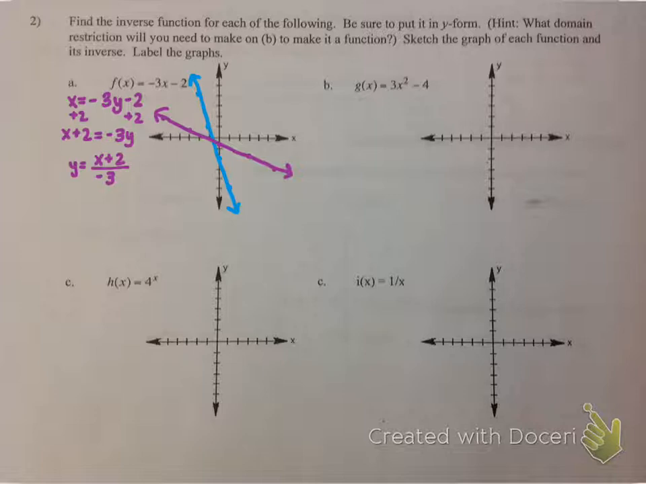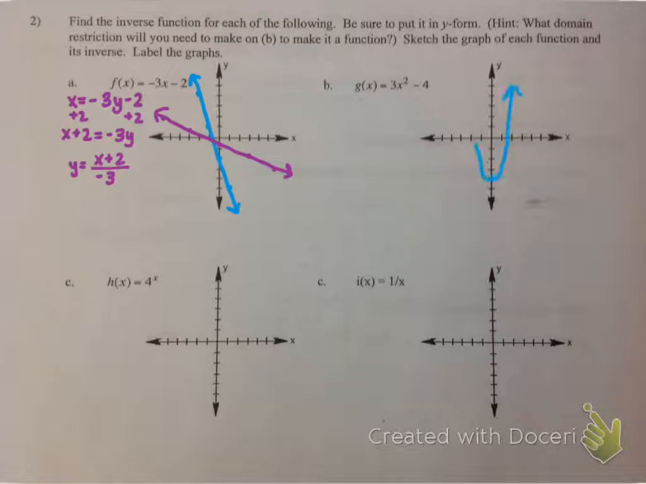Okay, you could also make a table of values for x and y, flip those, and then plot your new points. That's the third way we learned how to graph inverses. But I'm going to do it that way each time. Now I'm going to slide over to example B. And there was a hint that said, what domain restriction will we need to make the inverse of B a function? And so we'll talk about that in just a little bit.